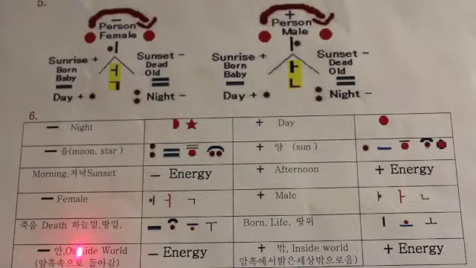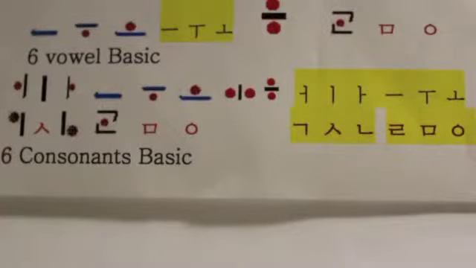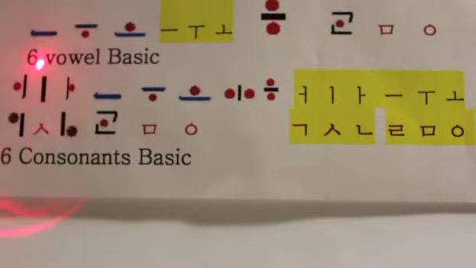Death, under the sky and under the ground, is represented like this, and born and life, above the ground, is represented like this. Negative, outside the world, is negative energy, and positive, inside the world, is positive energy. The ground, underground, death, and above ground. We can make 3 symbols to create a new symbol. The sky and the ground, with a woman and man meeting, is this symbol.